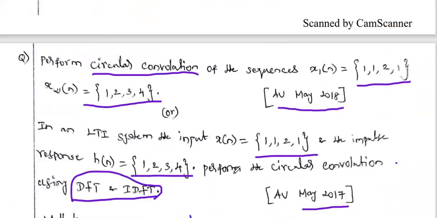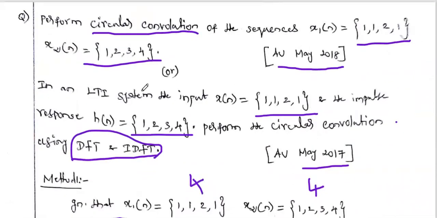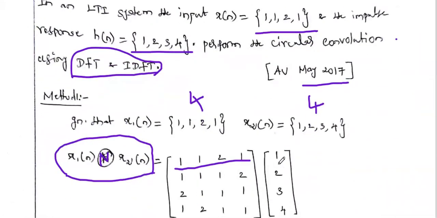But if a question mentions the method, it is compulsory to use that method. In this question, they are mentioning using DFT and IDFT to perform the circular convolution, so using the Fourier transform we have to obtain the answer. This is the way to obtain the circular convolution.